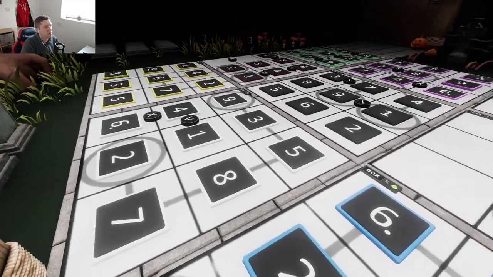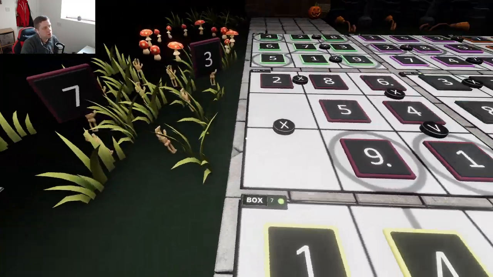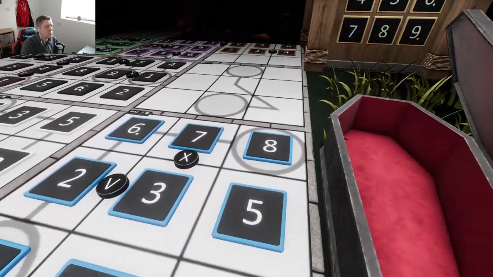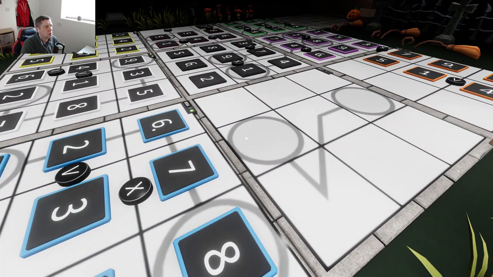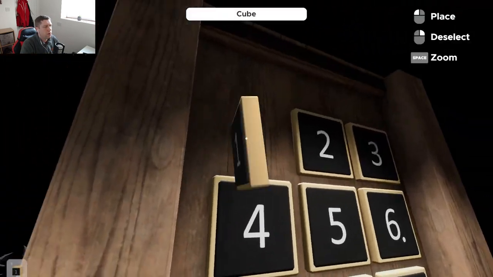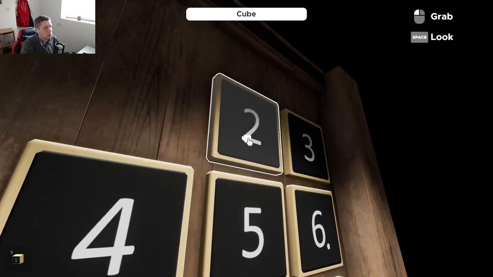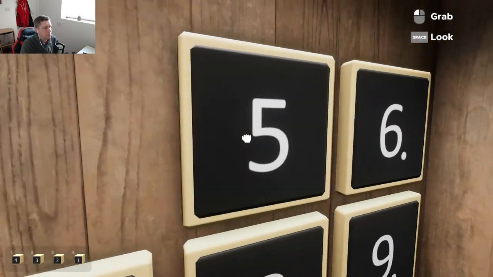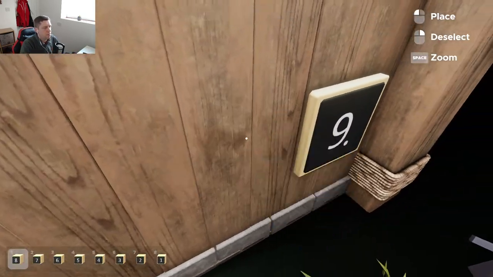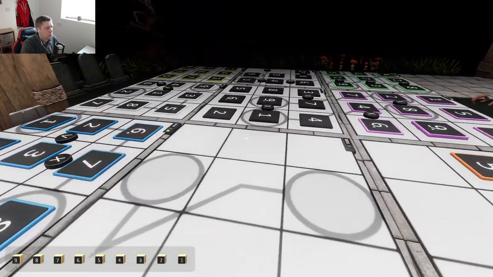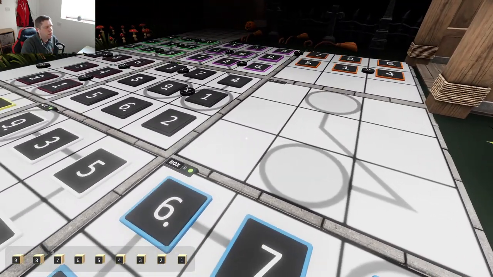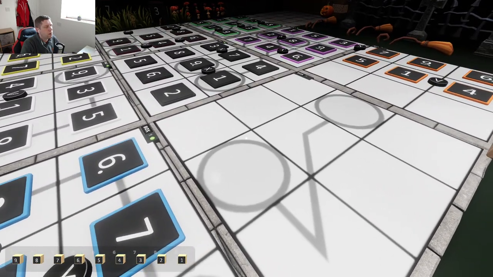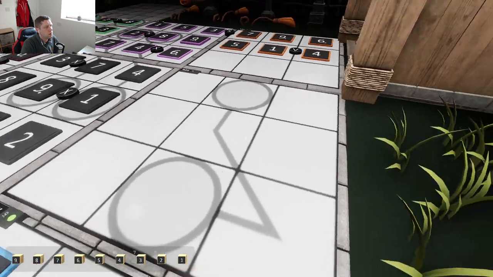Okay, three boxes to go. So we still can't solve that. Ones. Let's take as many of these as we can. We're taking them backwards, really, because that's a bit confusing. Anyway, ones has to go.